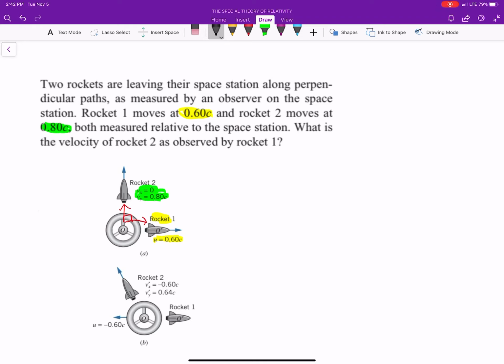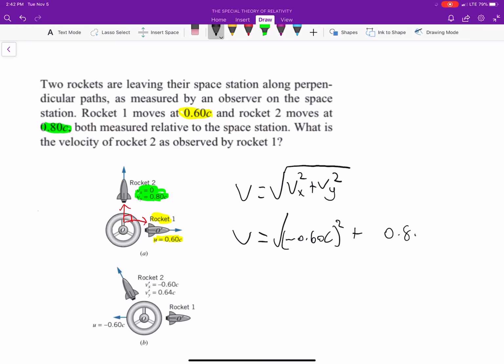Okay, so let's go ahead and talk about how we would do this traditionally, like with Galilean physics. Well, we would say velocity is the square root of vx squared plus vy squared. So in this case, what's the x? Well, it'll be negative 0.6c squared plus 0.80c squared. And if you plug that in, you'll get a relative velocity of c.